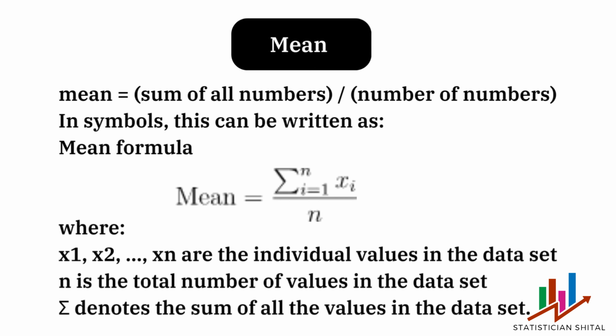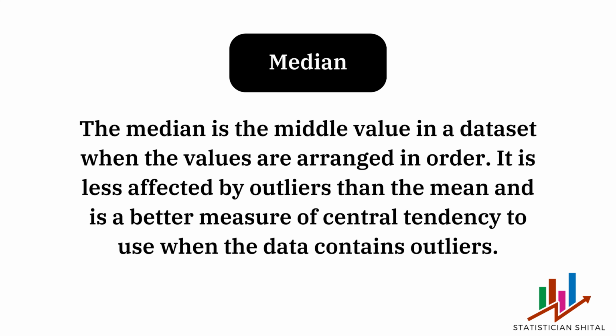It is calculated by adding up all the values in a dataset and dividing by the number of values in the dataset. The mean is affected by outliers, so it is not always the best measure of central tendency to use. The median is the middle value in a dataset.